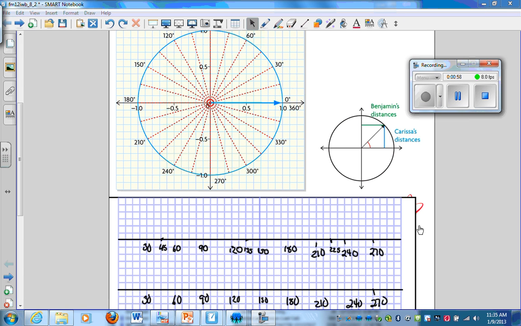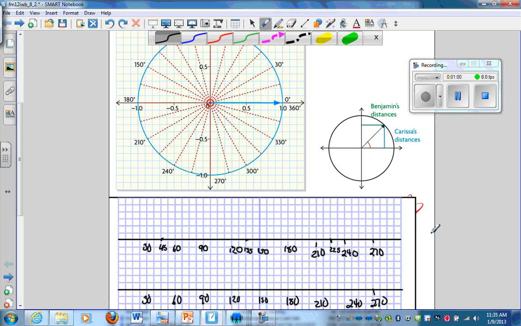Okay, so let's let this graph be Ben, and this one be Carissa. So what we're doing is at the point 0, at 0 degrees, how long is x? X is 1 long. That's 0.5, that's 1. So at this point, we're going to do 1. Okay, so let this point be 1. We're going to do 2 squares is 1.